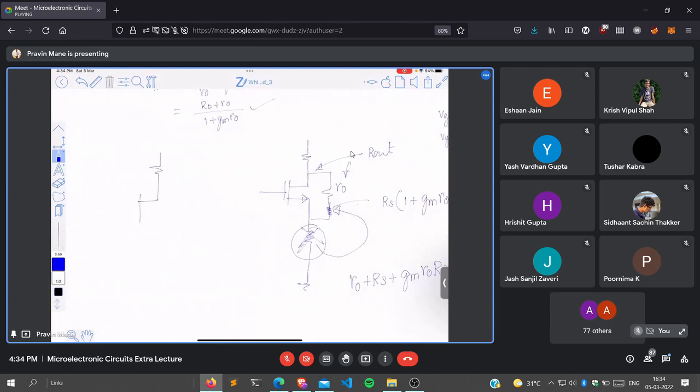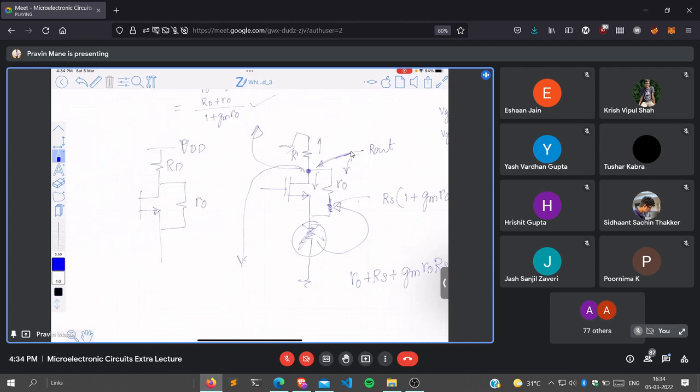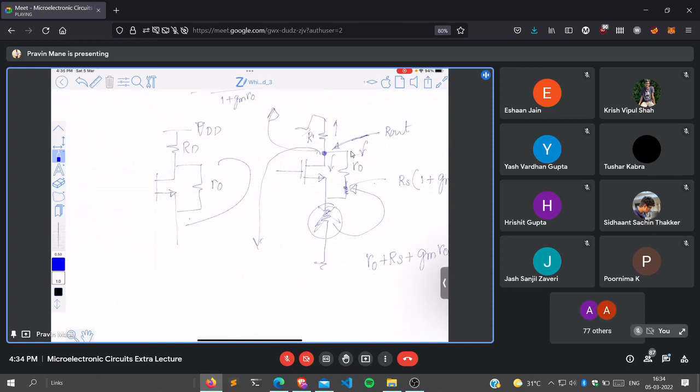Suppose now, here you should understand that the total resistance R out will be R down plus R up, because I am looking at this point. So you can say this resistance is between this point and ground, and this also is between this point and ground. Suppose here this is VDD, this is RD, and there is RO. Now suppose you want everything to be transferred to the source side, looking from here.